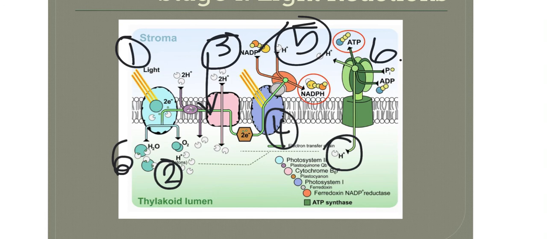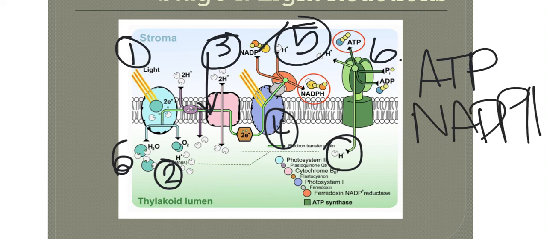So here are the things that we got out of the light reactions. We got ATP, NADPH, and we got O2. Oxygen gas has already left. It's gone. It's in the atmosphere for us to breathe.